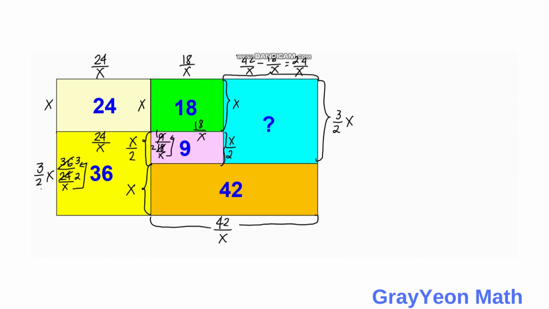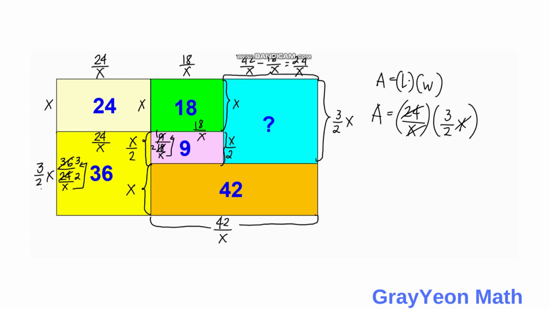Okay, so for the final step, we are now ready to find the area. The area is just equal to the length times the width. The length is equal to 24 over x, and the width is equal to 3/2 times x. We just need to cancel the x, and 24/2 is equal to 12. And 12 times 3 is equal to 36 square units. And that is our answer.